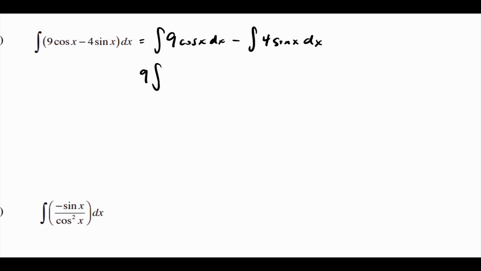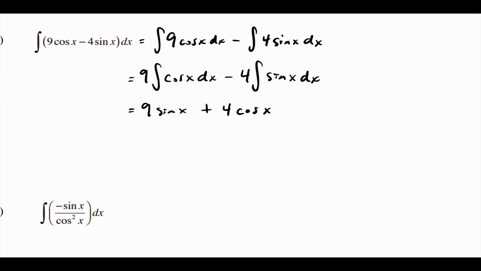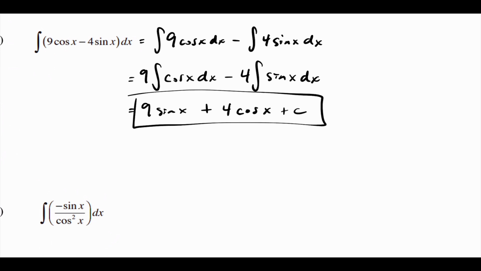So we have 9 times the antiderivative of cosine of x minus 4 times the antiderivative of sine of x. The antiderivative of cosine is sine. And then the antiderivative of sine is negative cosine, right? So negative cosine means that would become positive, plus c.